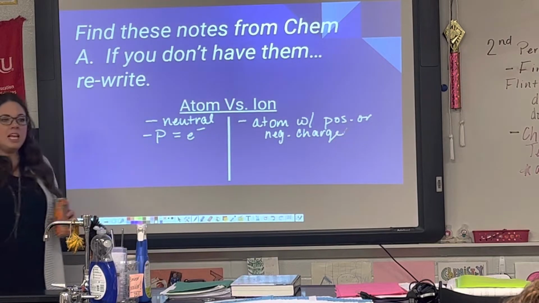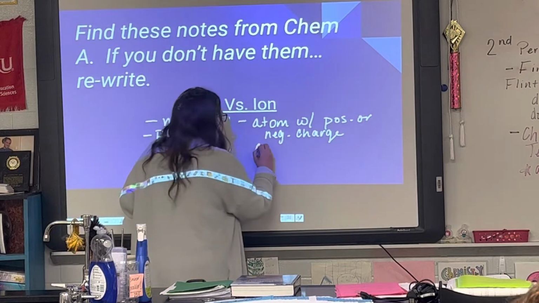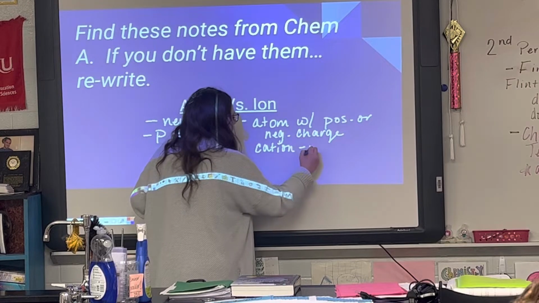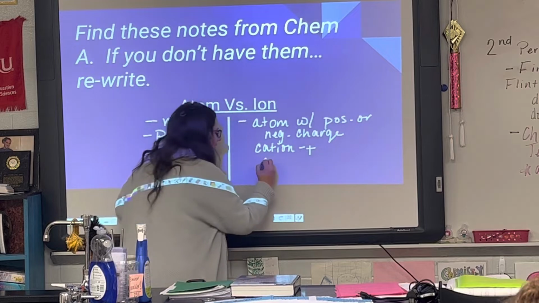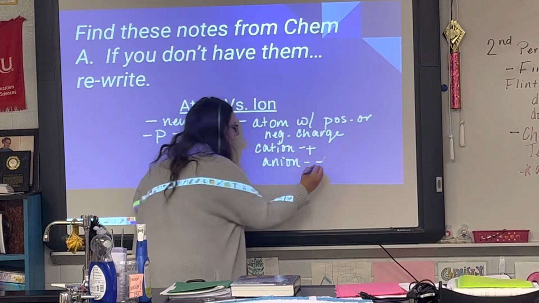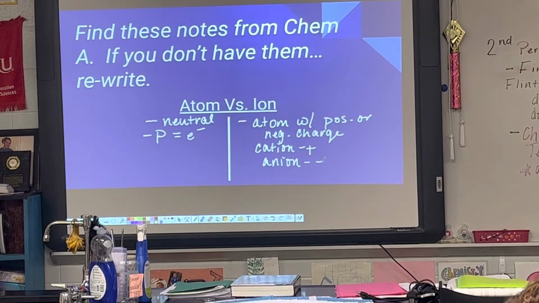Alright, and what was the name of a positive ion? Cation, yes, cation. So cation is the positive one, and what's the name of the negative one? Anion. Anion is negative. So now we're going more into ions because we're going into chemical bonding. And that's the whole purpose of ions, is that they lose and gain electrons for chemical bonding so that they can become more stable atoms.